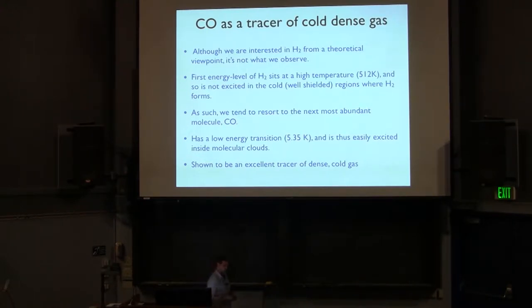And if you're used to looking at the Schmidt-Kennicutt relationships, the majority of those relationships have been derived using the CO luminosity as a tracer, a proxy for the H2 in the galaxies.